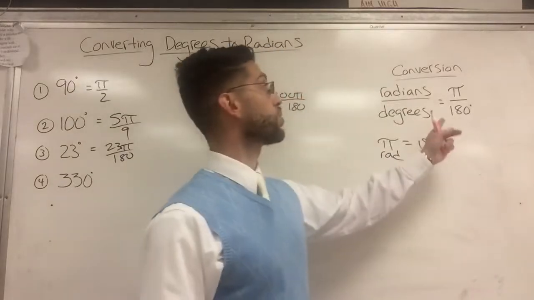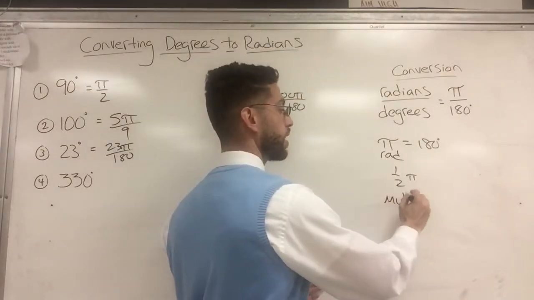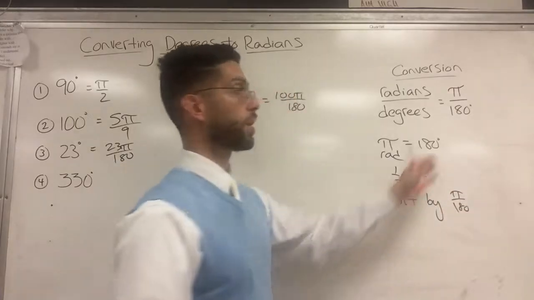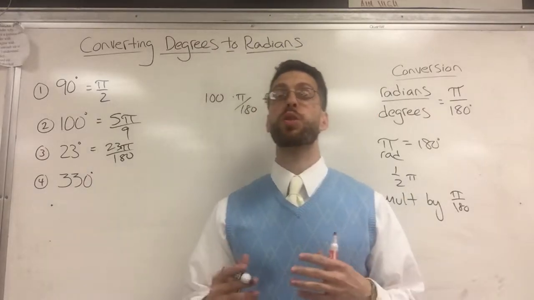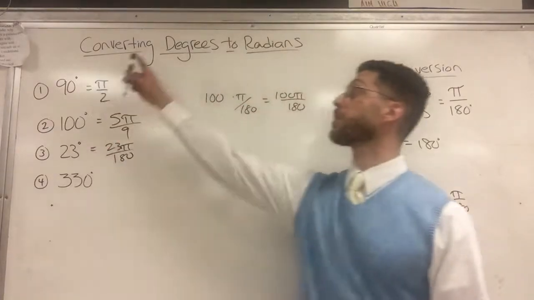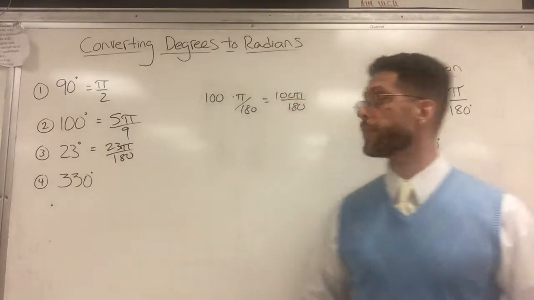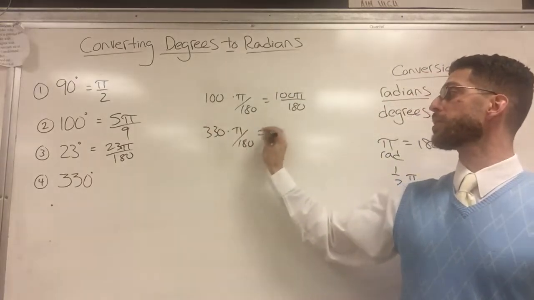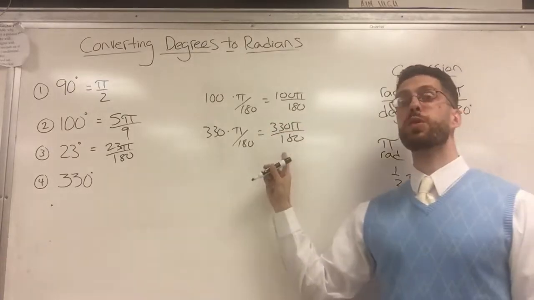So one way is to use the proportion. The other way is to simply multiply by pi over 180. You're multiplying by that conversion. I don't know, for some reason I like cross multiplying better because it works for every situation. But if you can remember this, this works specifically for degrees to radians. So last one, 330. Well, that's 330 times pi over 180, which obviously is 330 pi over 180. And I'm going to leave the reduction to you.